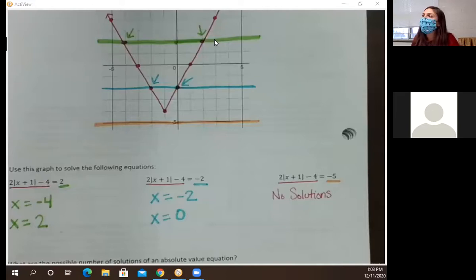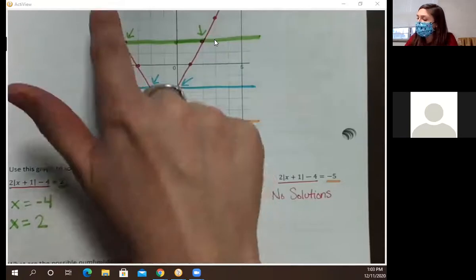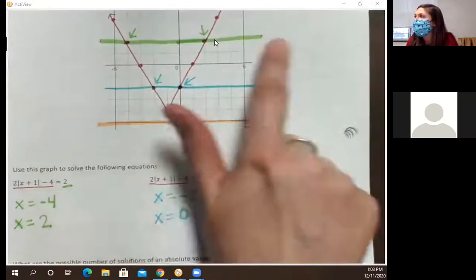So we're treating these absolute value problems kind of like a system of equations. When we were focusing on systems of equations, though, we only looked at lines. Do these lines intersect? Do they not? Are they the same line? But we only focused on lines. Here we're looking at an absolute value and a line.